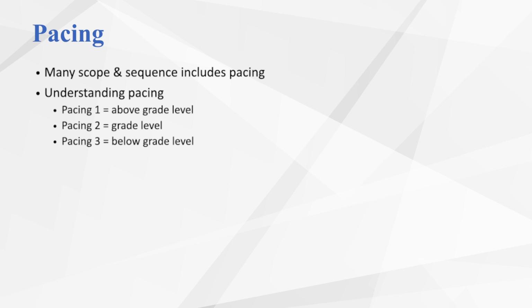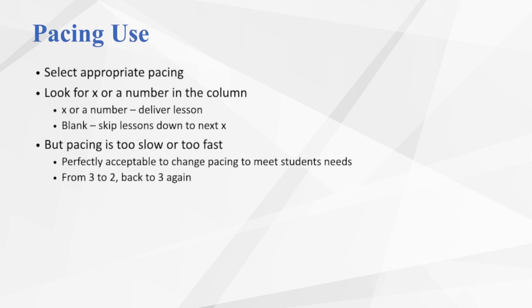The kindergarten, first grade, and other scope and sequences also have a column labeled pacing or level. Pacing 1 or level 1 is above grade level pacing. Pacing 2 or level 2 is grade level pacing. And pacing 3 or level 3 is below grade level pacing. To use the pacing or level columns, you need to select the appropriate pacing or level for your group of students. Look through that column of data, looking for an X or a number in the column. If there's an X or a number, you want to deliver that lesson. If it's blank, you want to skip the lesson down to the next X or number.